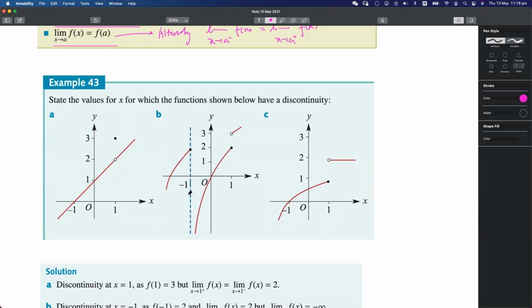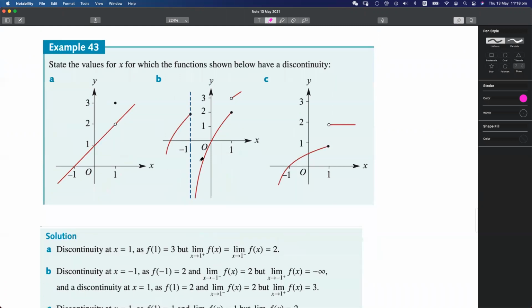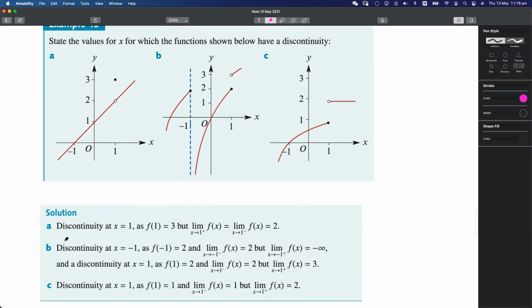And here's a break as well. Here's a break as well. So you have two. There's discontinuity at x is equal to -1 and 1. And here's a break. So all of these three graphs have a discontinuity. All right, let's have a look at the solution.